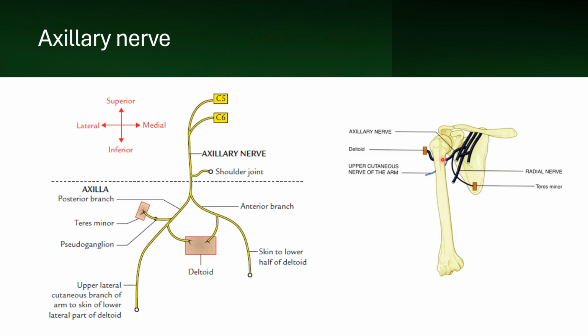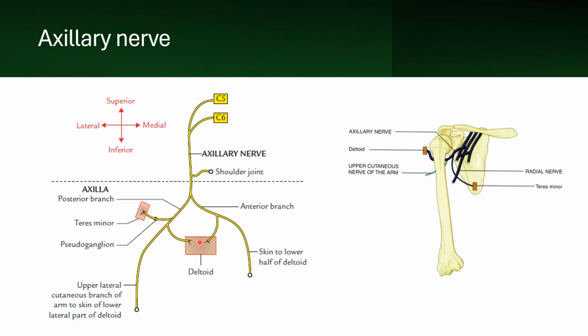closer to the surgical neck of humerus, and it runs laterally and deep to the deltoid, divides into an anterior and posterior branch. Now this axillary nerve gives an articular branch to the shoulder joint. It gives muscular branches, that is through the anterior branch as well as to the posterior branch to the deltoid, and the posterior branch also supplies the teres minor muscle.